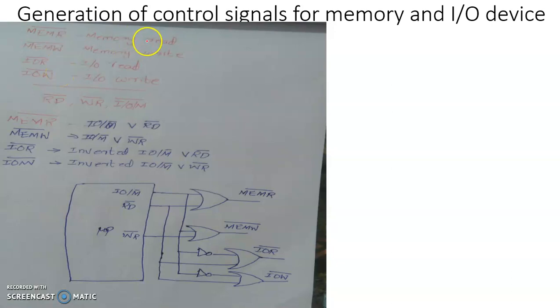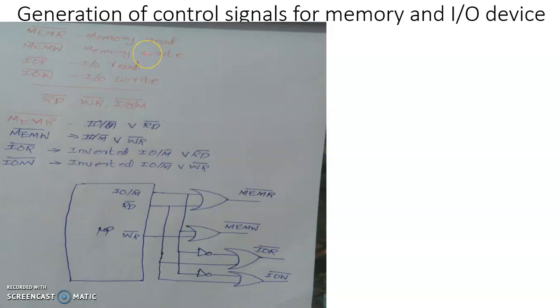These are read operation and write operation. So as such, we require 4 different control signals that are to be generated for memory and I/O devices, 2 each for memory elements and 2 for I/O devices. These control signals are signal for memory read operation, signal for memory write operation.